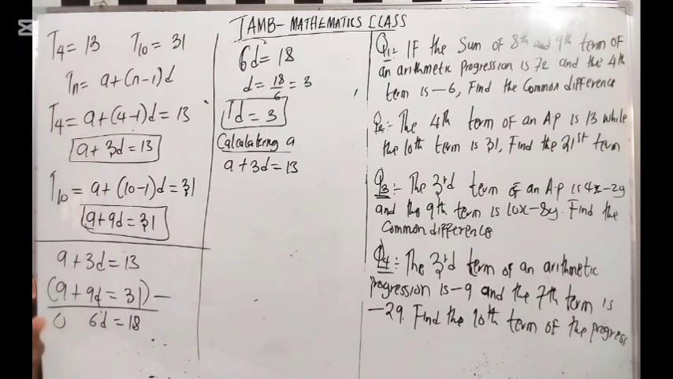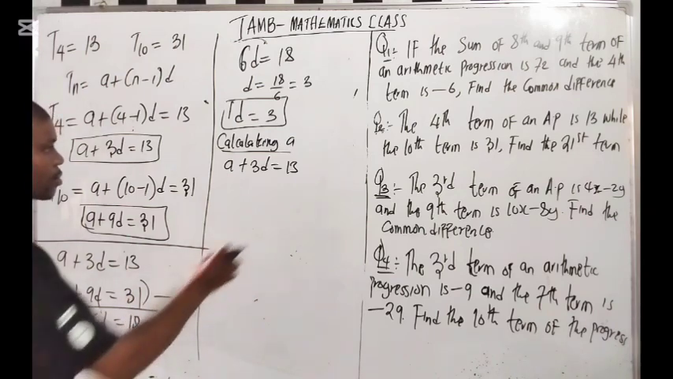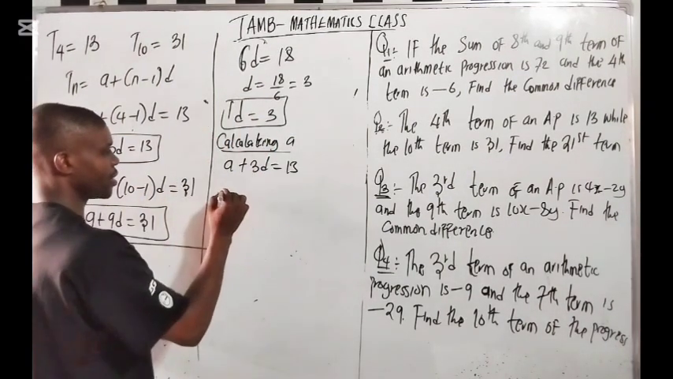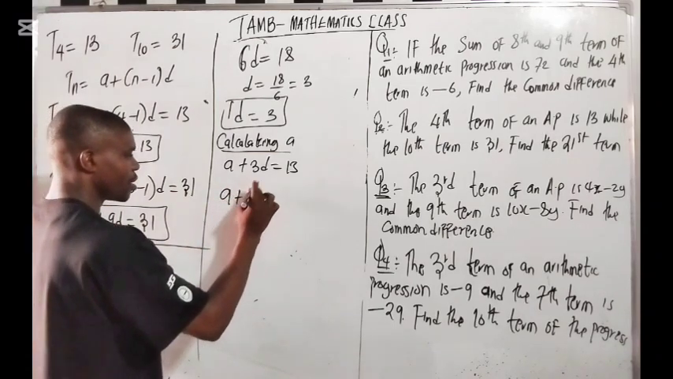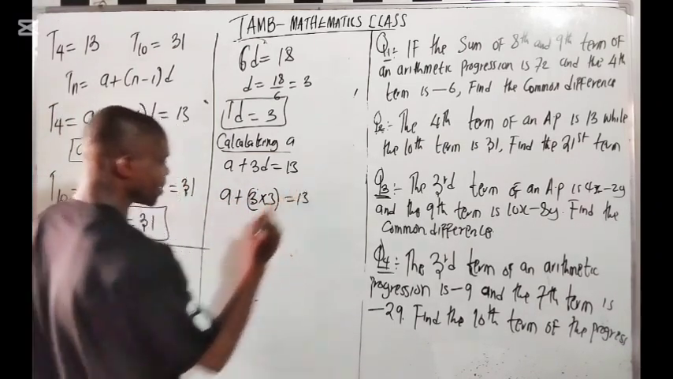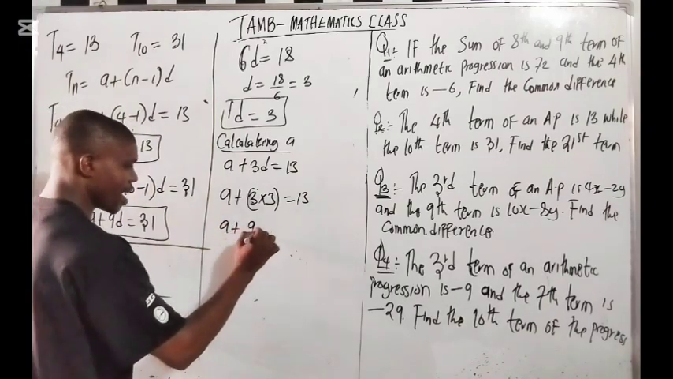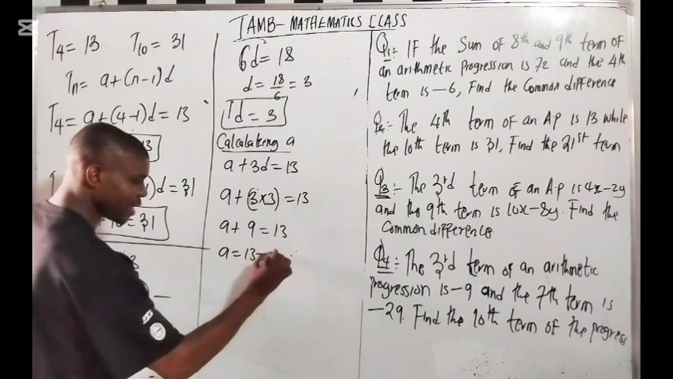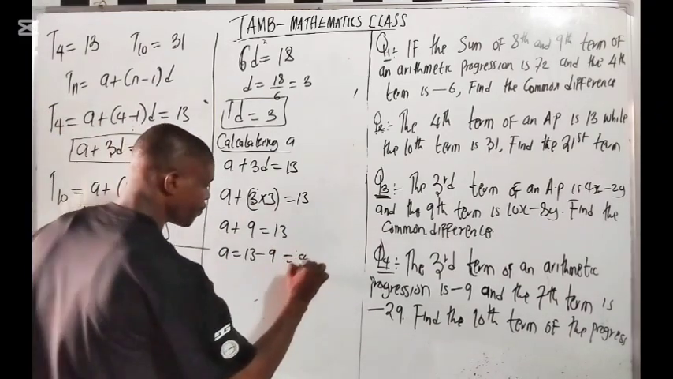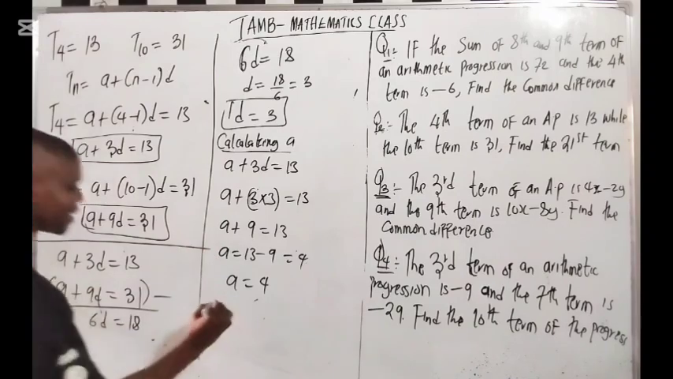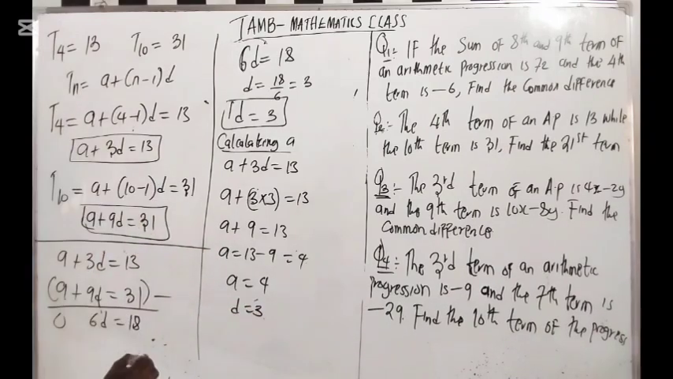I'll still get the right answer. So remember my d is already equal to 3 here. If you put that in, it will be a plus 3 times 3 equals 13, right? a plus 9 equals 13. Can you see the other side here? a equals 13 minus 9, which is 4. Can you see that? So my a is equal to 4, and my d is equal to 3. Can you see that?